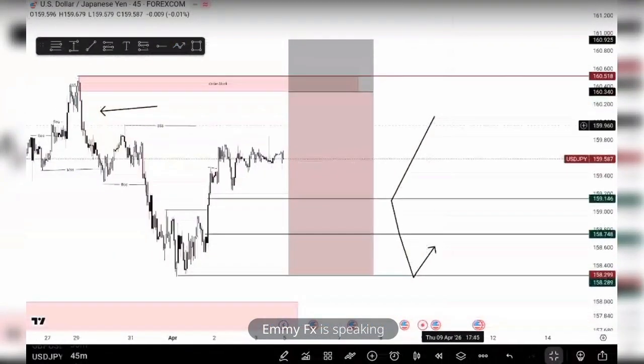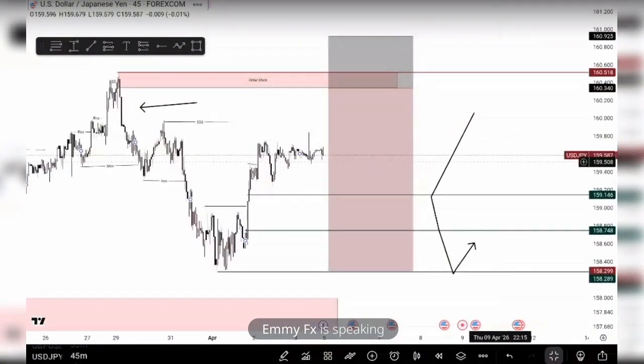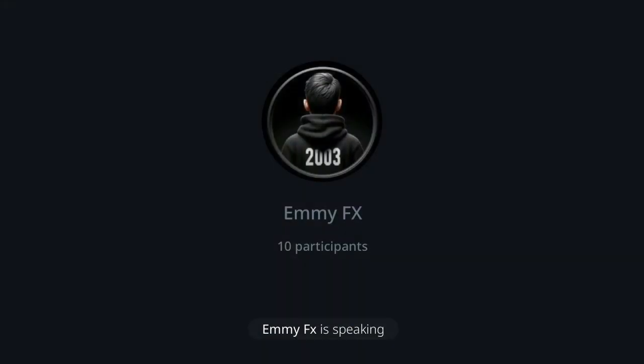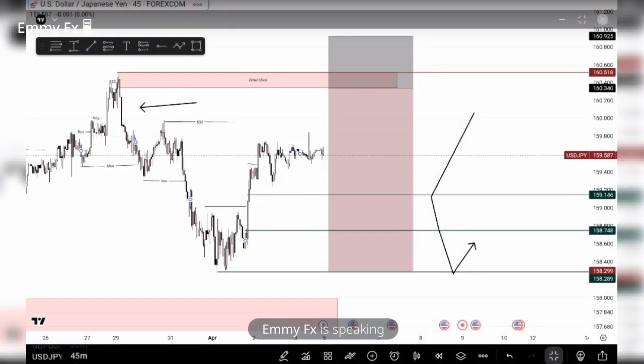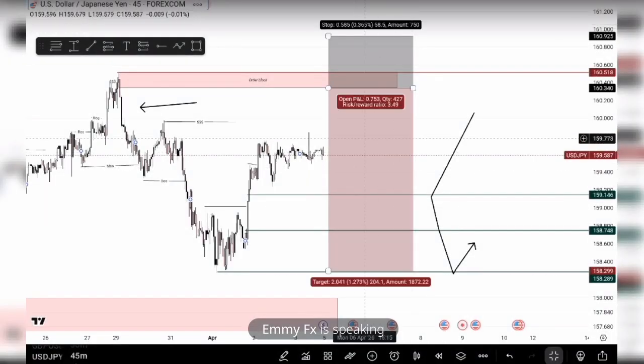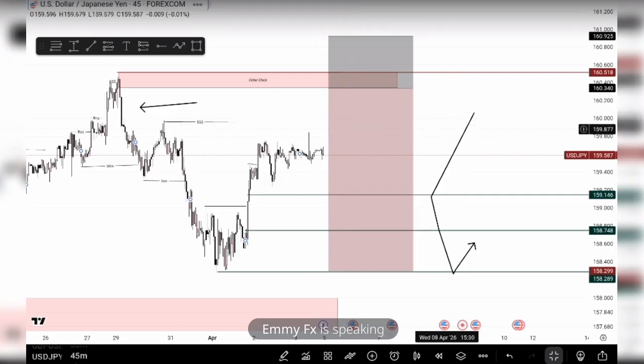So once you are in the mentorship program, remember I talk about the psychology of what? Psychology of greed. Now the psychology of greed is telling you that, oh, I need to hold this trade much longer. I need to hold this trade much longer. So that's what the psychology of greed is always going to tell you. Hold this trade much longer.